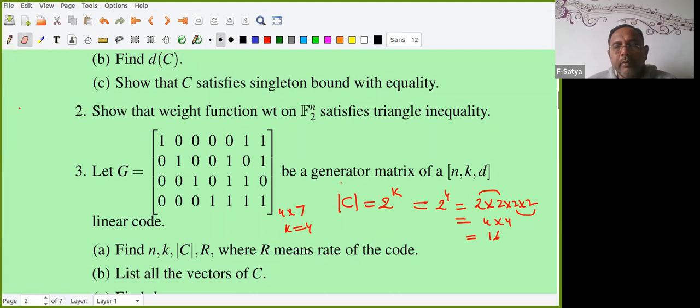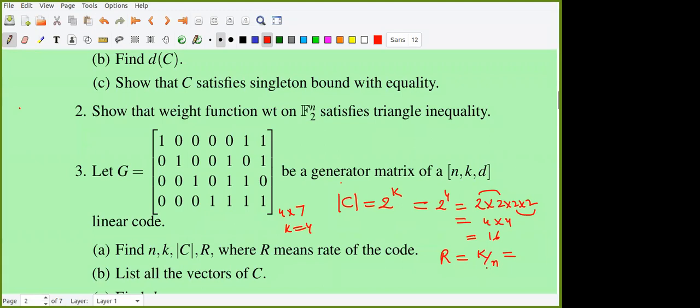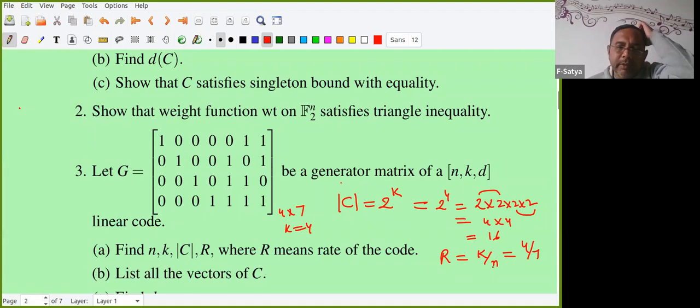Okay, so what does R mean? R is the rate of the code. Rate of the code is defined as rate equal to k by n. What is the k value? What is the rate of the code? 4 by 7. Rate of the code is 4 by 7. So this is done. The n value is 7, the k value is 4, the cardinality is 2 power k, so 16, right? And r equal to 4 by 7. So these are done, right?